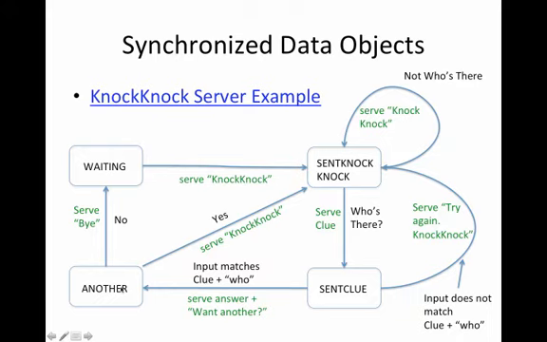Finally, from the another state, we're going to ask them whether they want another or not. In fact, that's what got served. If the answer says no, we send the client the word bye and go back to the waiting state. And if they say yes, then we serve up another knock knock string and go back to the sent knock knock state. Now actually, even though we go to the waiting state, the server is going to end up terminating at this point. However, for completeness, the example does proceed back to the waiting state.